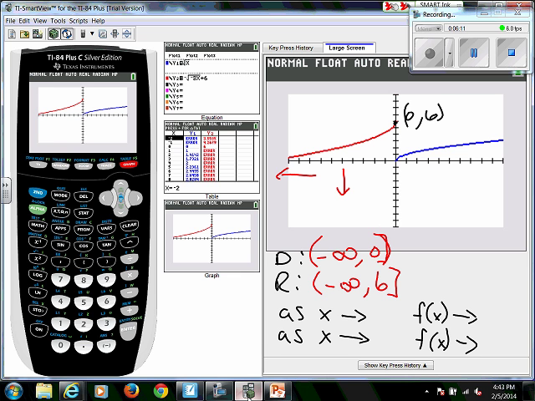My starting point is on the right-hand side. So as x approaches 0, f of x approaches 6. I'm going to use my other two values, x and y. Both of them are negative infinity. So as x approaches negative infinity, y approaches negative infinity.